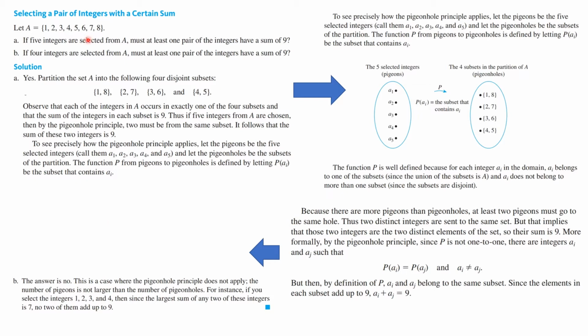And let's look at another problem, B. If 4 integers are selected from A, must at least one pair have a sum of 9? Well, the answer to this one is no. This is a case where the pigeonhole principle does not apply because the number of pigeons is not larger than the number of pigeonholes. So, for instance, if you select 1, 2, 3, and 4, then the largest sum possible would be 7, and no 2 add up to 9.